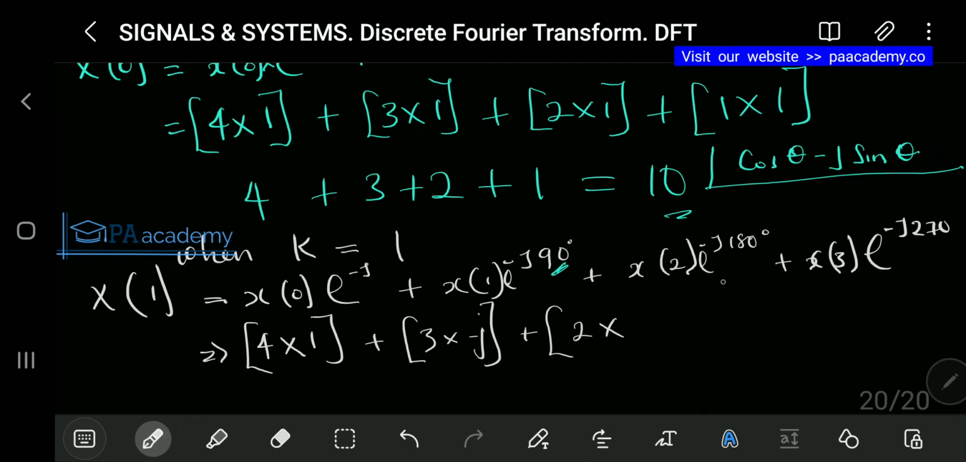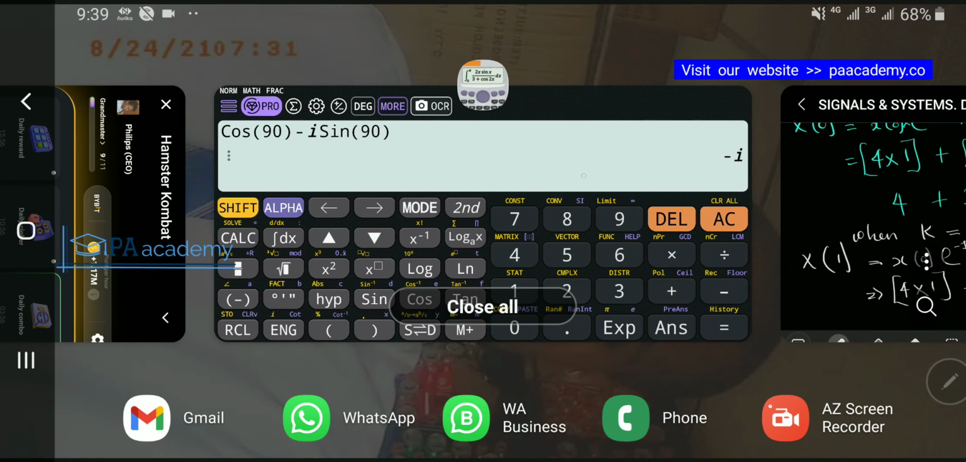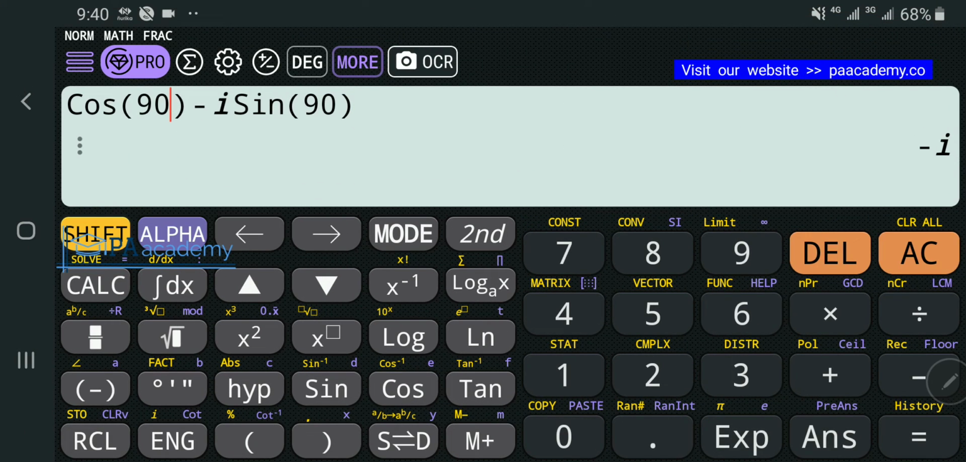So let's go back to our calculator. Now instead of 90 degrees, we are working with 180. So let me go back to the calculator. So let me just change the 90 to 180.